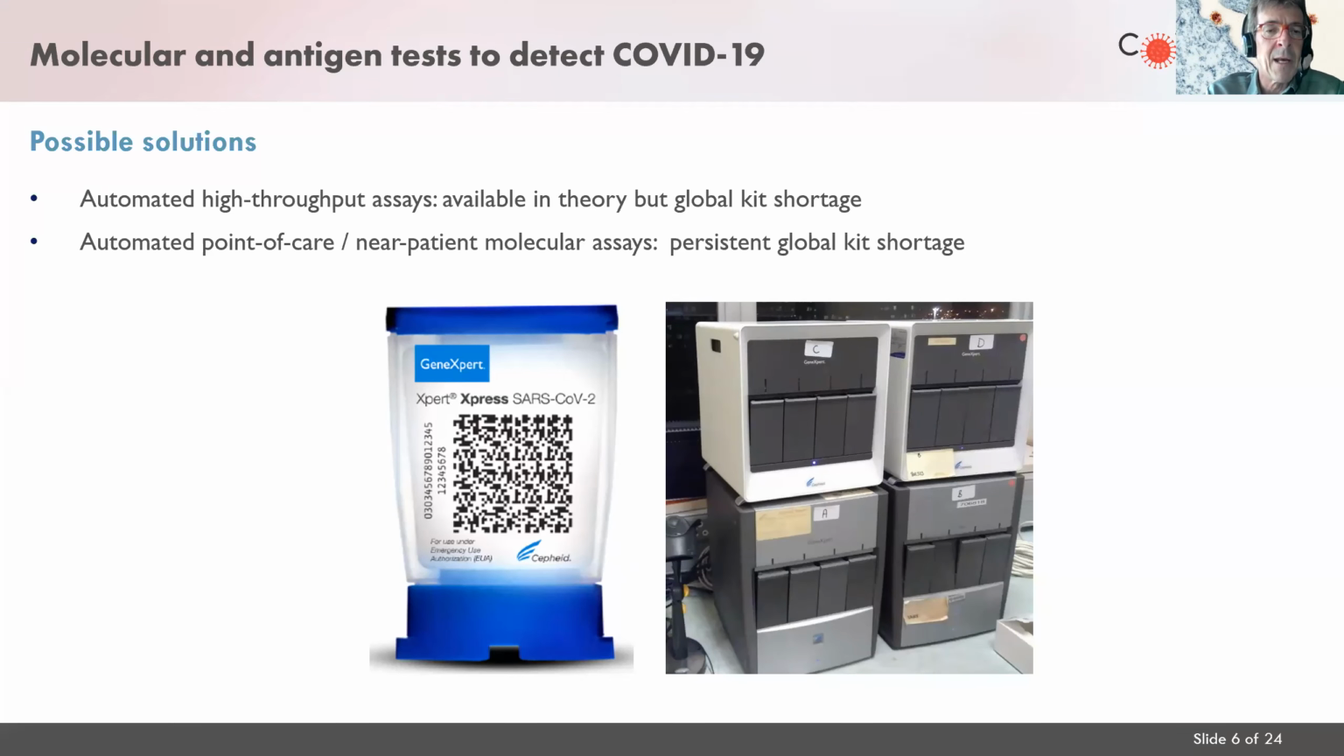At the other end, one has the point of care or at least near patient systems, and below are pictures of a widely used system, GeneXpert, which is used in many developing countries for TB diagnostics. Again, that's perfect. It's a state-of-the-art molecular technique. It runs largely automated, and it can be done close to the patient. So basically, smaller laboratories can run this. The big problem is and remains, again to the present date, that there's a global kit shortage. So we don't get enough of these kits to allow this testing.